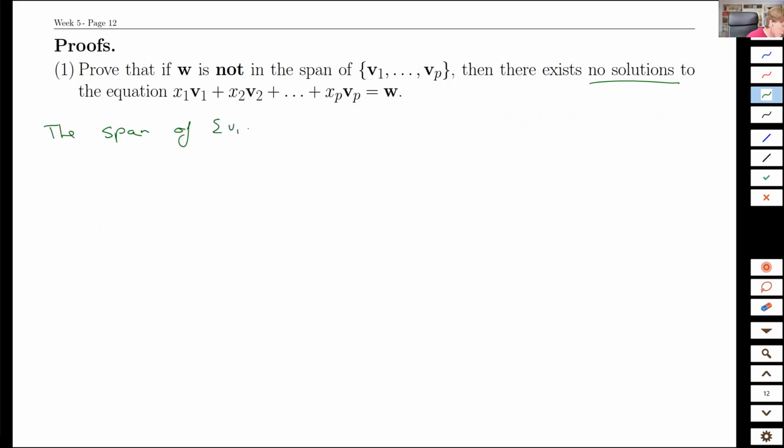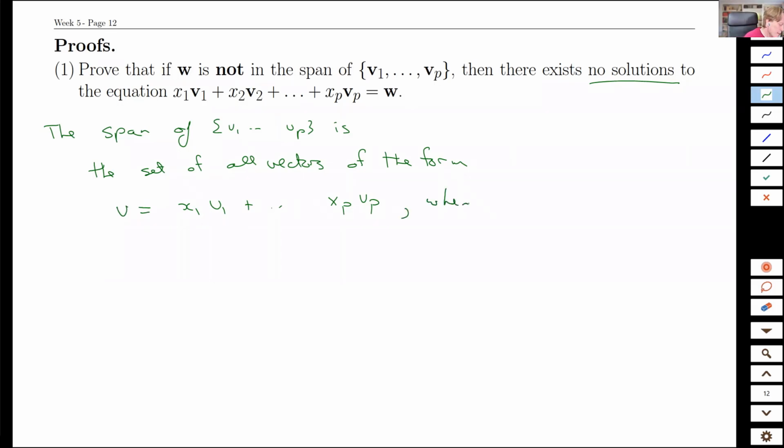of V1 to VP is the set of all vectors of the form x1 v1, all the way out to xp vp. Let's call this v, where the xi's are some numbers in the reals.